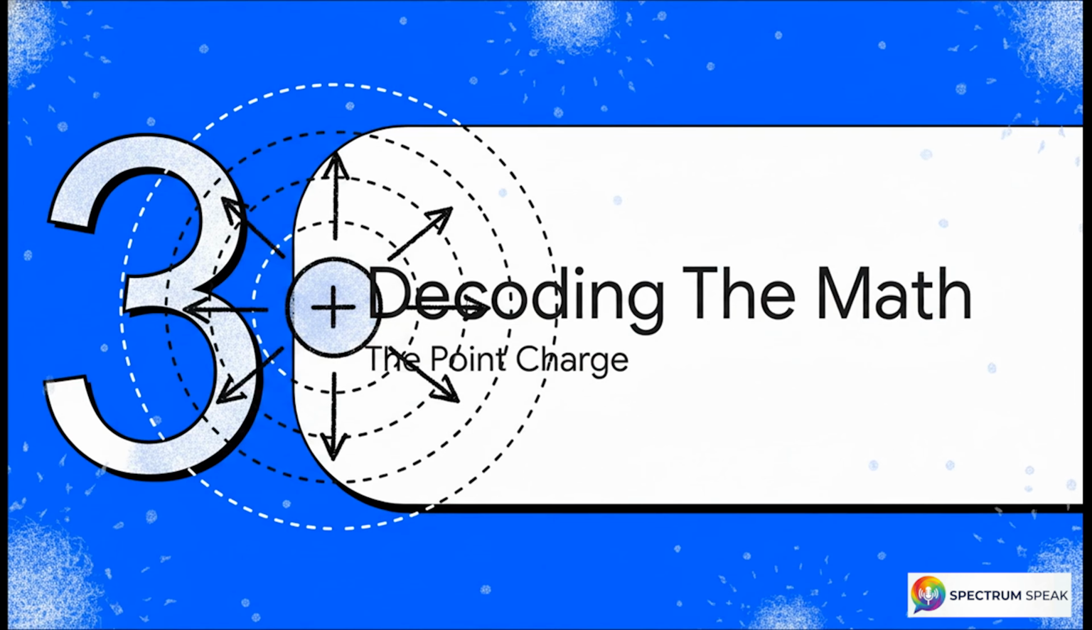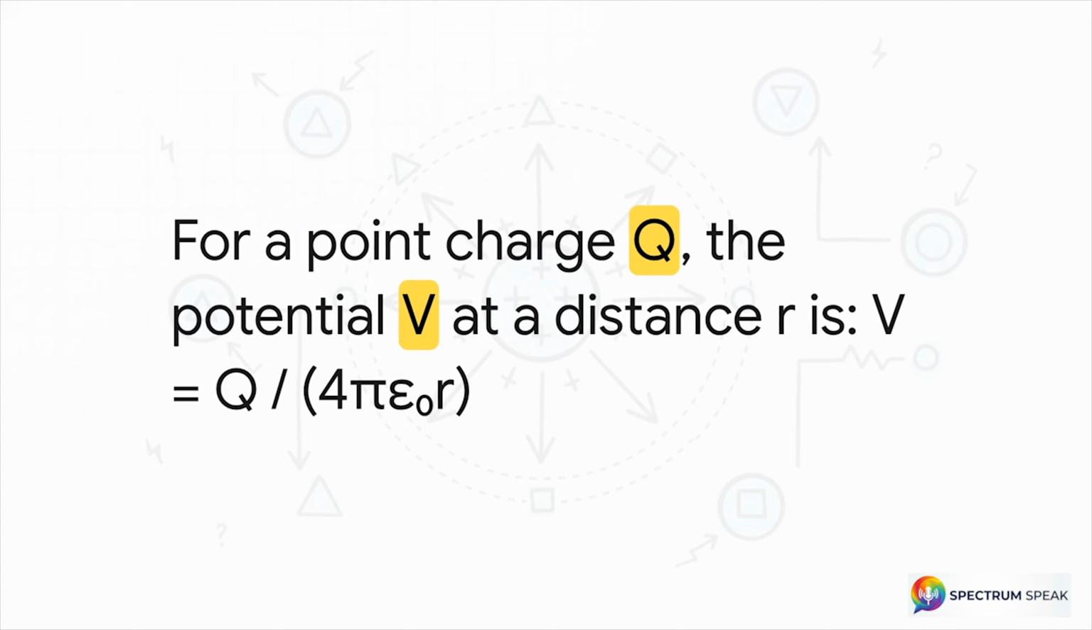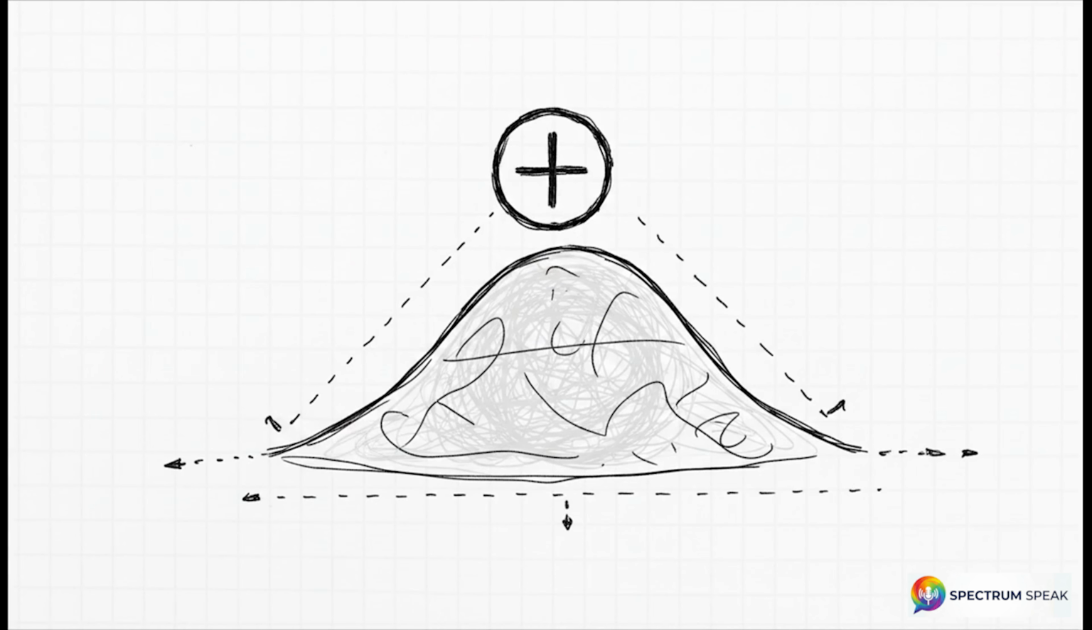Okay, so we have this powerful analogy. Now let's connect it back to the actual formula. We'll start with the simplest case you can possibly imagine, just a single lonely point charge. So here it is, the equation. And it's pretty simple, really. The potential, V, at some distance r away from a charge q, is just that charge, q, divided by a few constants and that distance, r. Let's use our landscape analogy to really break this down.